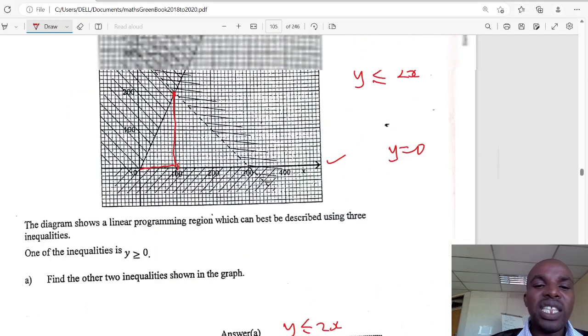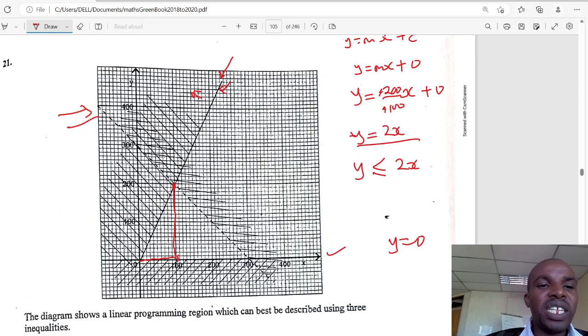That's the first one. Then the second one is defined by this graph, the dotted line. So you also do the same. Y is equals to mx plus c. C is the y-intercept. It cuts the y-axis at 300. So you say y is equals to then x plus 300. Let's find the gradient. Gradient, you can check. You can take your item.